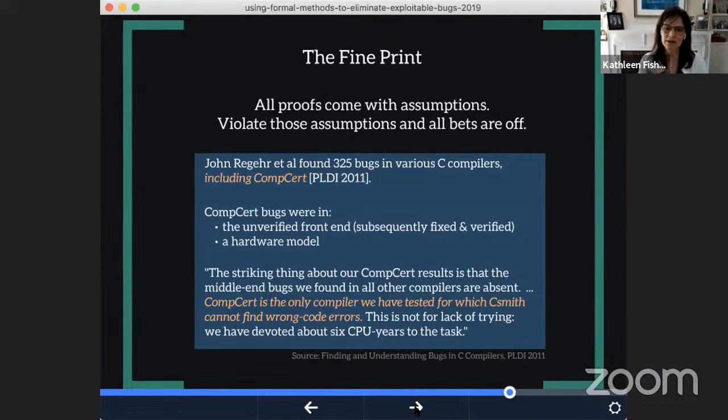So even though there were bugs, John Regehr's group was quite impressed with the quality of CompCert, right? They didn't find any more bugs, and it wasn't for lack of trying. They had essentially tested, they spent about 6 CPU years trying to find bugs, and those were the only bugs they were able to find in the C compiler.